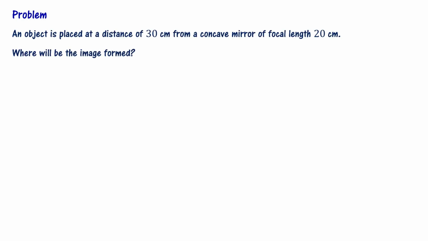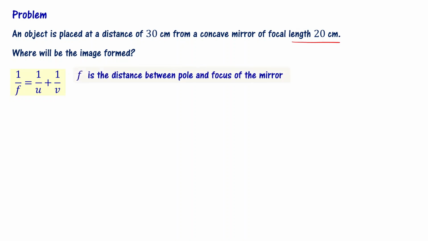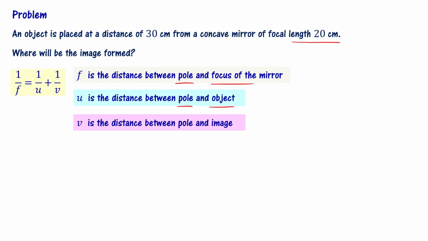Let us solve a problem to understand this concept well. An object is placed at a distance of 30 centimeters from a concave mirror of focal length 20 centimeters, where will be the image formed? Okay, we will solve this using the mirror formula. What is the mirror formula? 1/f equal to 1/u plus 1/v, right? Where f is the distance between the pole and focus of the mirror, u is the distance between the pole and the object, and v is the distance between the pole and image.